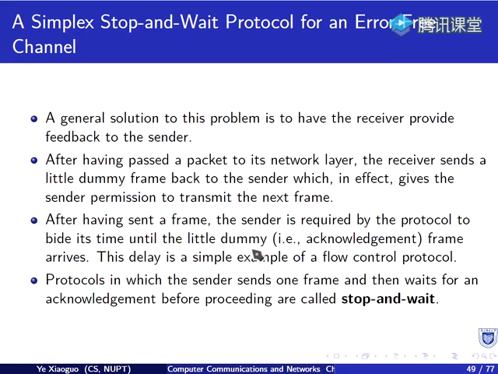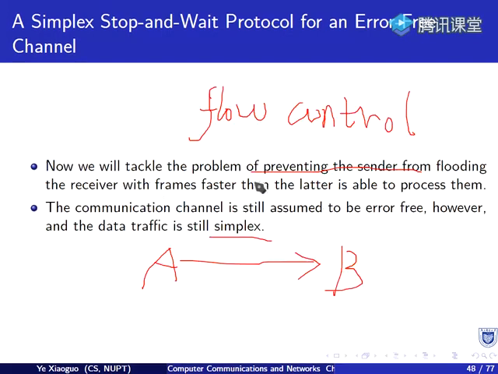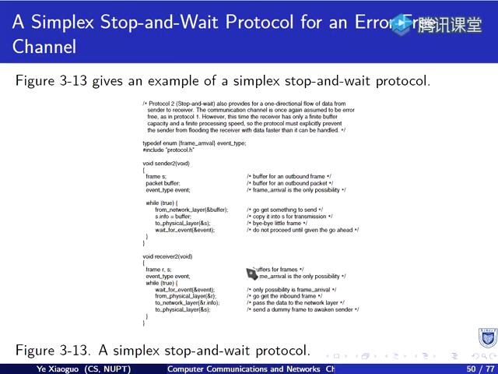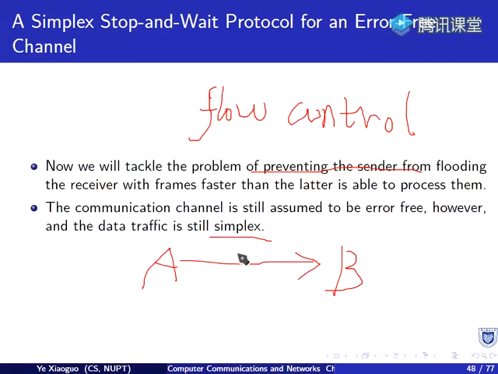The general solution to this problem is to have the receiver provide feedback to the sender. That means the data frames are transmitted from A to B, and B should reply with an acknowledgement, ACK, to A.